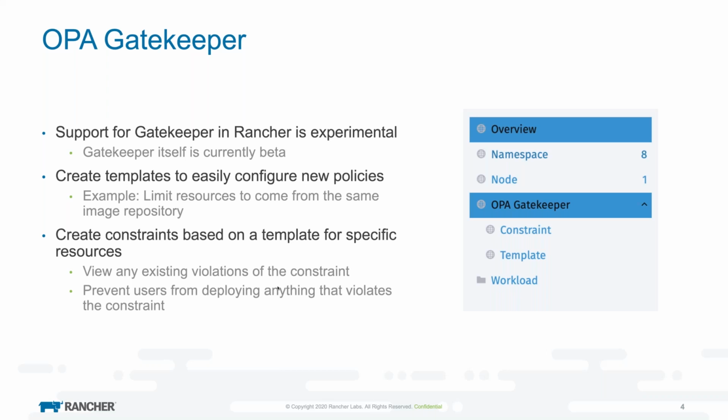After you create the constraint, you can start to view any existing violations on your resources. I have an example today where I've already deployed stuff that's broken. I've created a constraint, and we'll be able to see what the violations look like. Afterwards, it actually prevents users from continuing to violate that constraint. So after you've cleaned it up, you can be assured that your users cannot continue violating the constraint that you have.